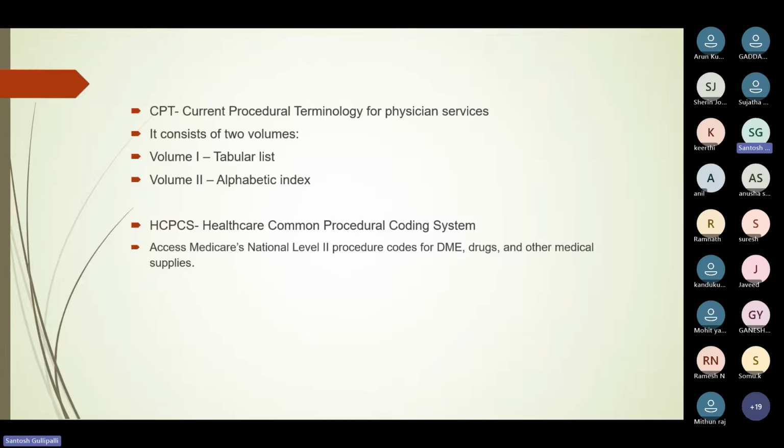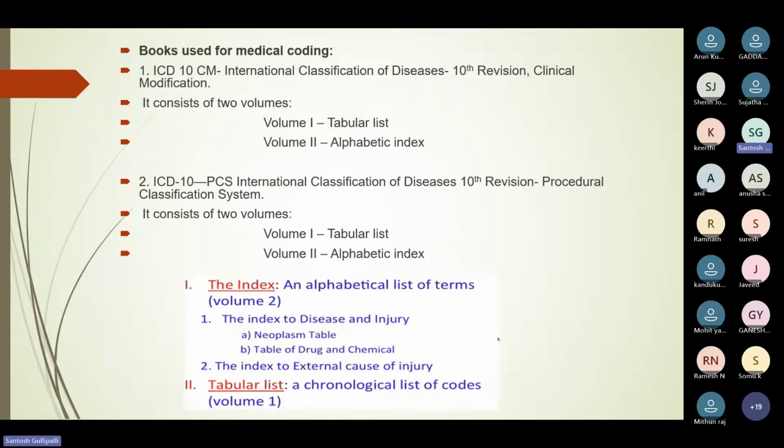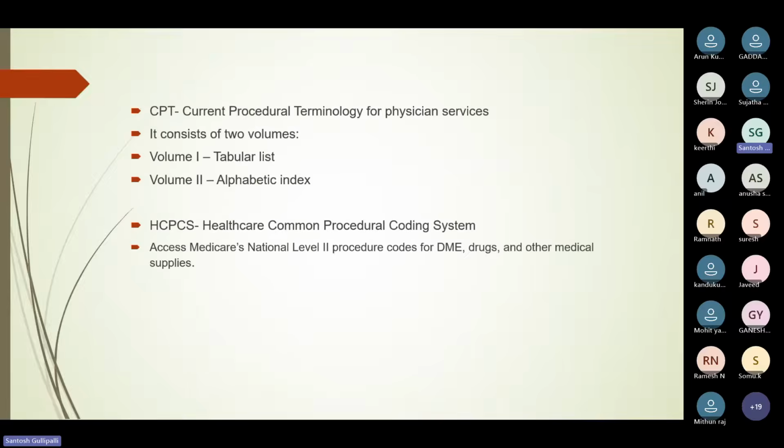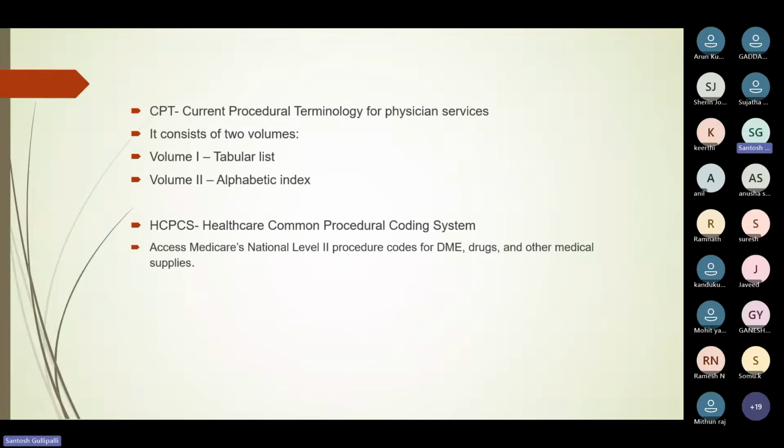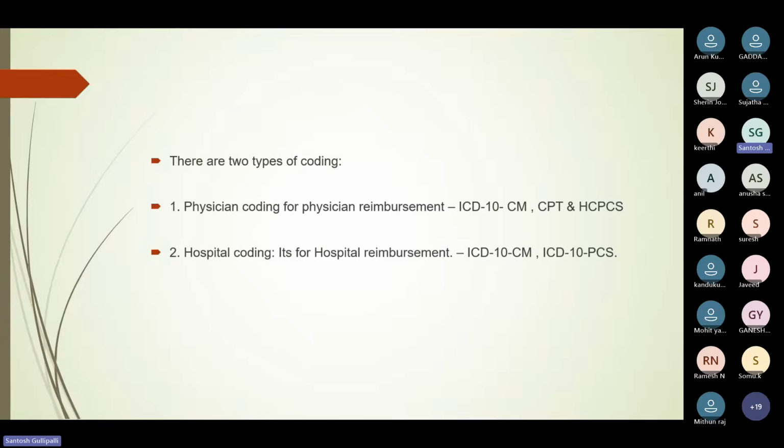In inpatient coding, we learn only two books: one is ICD-10-CM, the next is ICD-10-PCS. But in outpatient we use three books: ICD-10-CM, CPT, and HCPCS. That is the difference between outpatient and inpatient visits, basically the payment method. There are two types of coding.